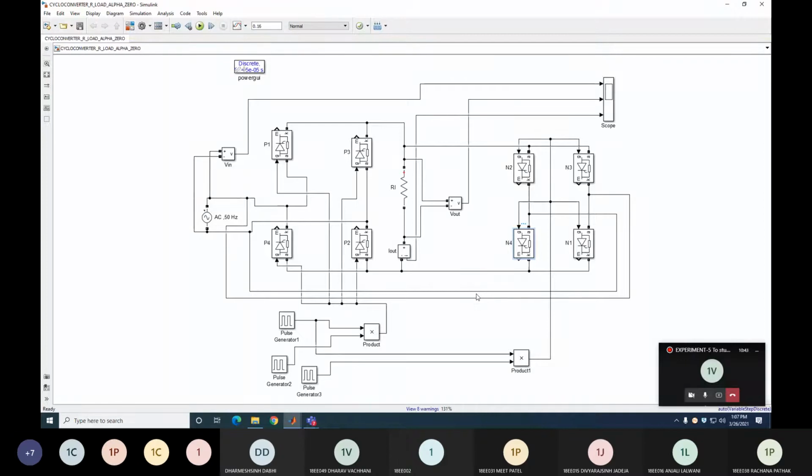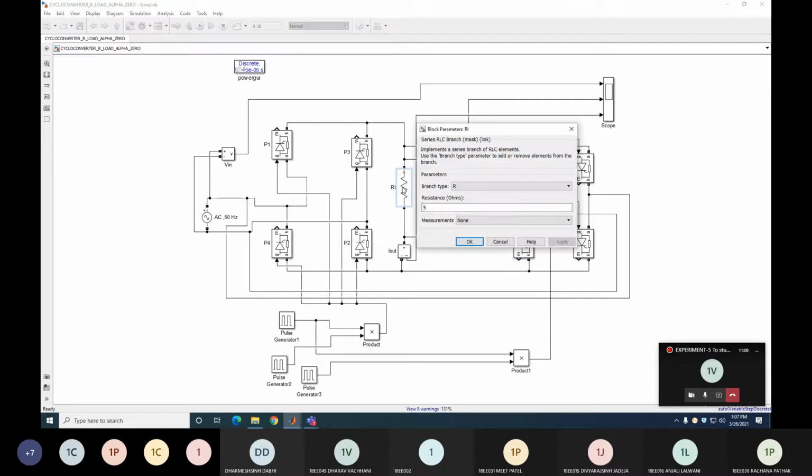Then for different load conditions, R load and RL load, and for different values of alpha, the firing delay, like alpha equal to 0, then after that we take alpha equal to 30. So in this practical, we try to simulate four simulations. The first simulation, you can see the name, cycloconverter R load alpha is 0. And this is for the resistive load.